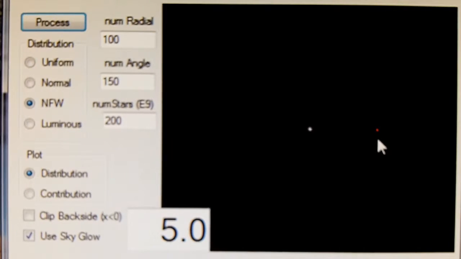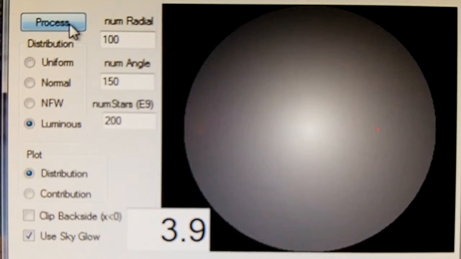brightness of the Earth. But let's just keep going to this, the luminous. This is the measured distribution of stars based on optical luminance. So we're going to stay with that for the rest of this discussion. Now, there's another button here called contribution.